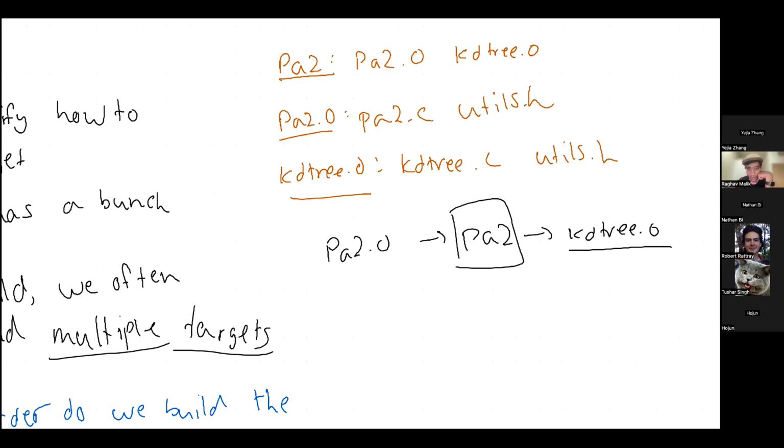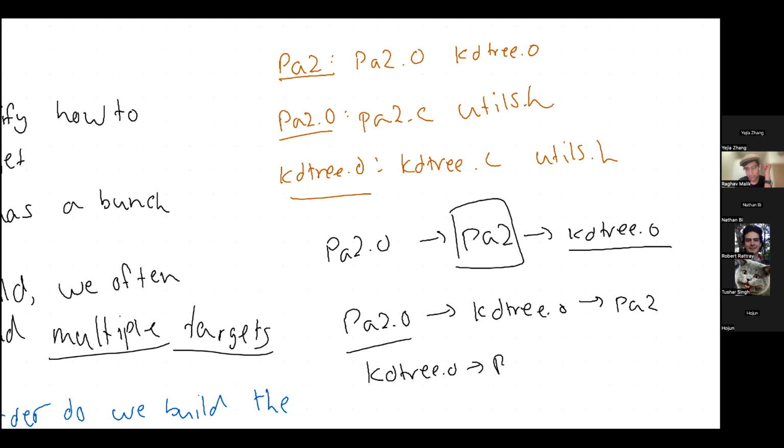So an example of a correct order is build the two object files and then build the binary. This is not unique, right? Because there's nothing that says I have to build this object file first. So I could also build kdtree.o and then pa2.o and then pa2, right? There's many possible orders, but there is this notion of a correct order and an incorrect order.